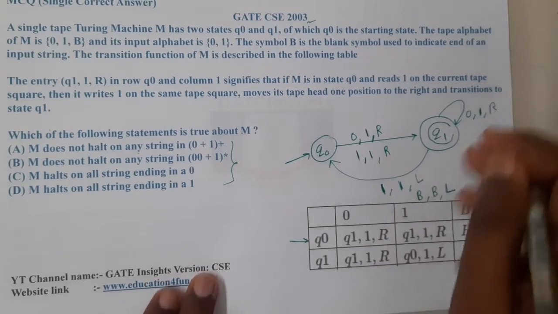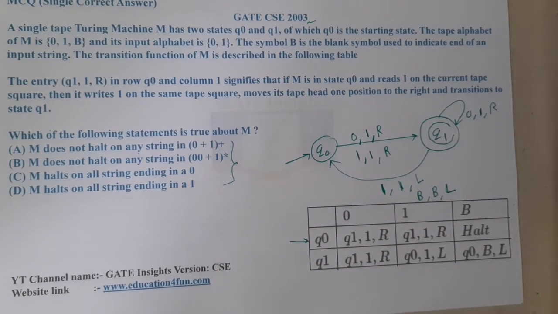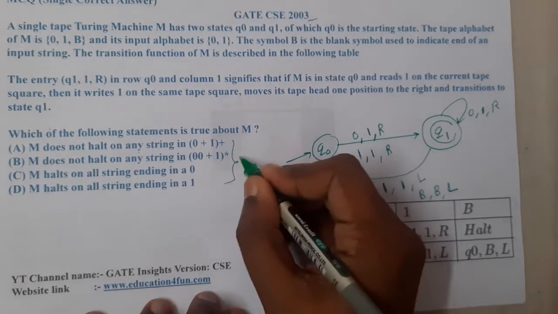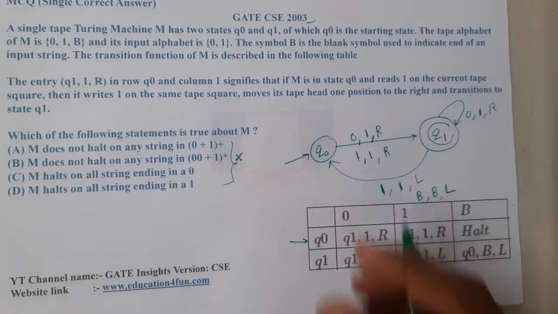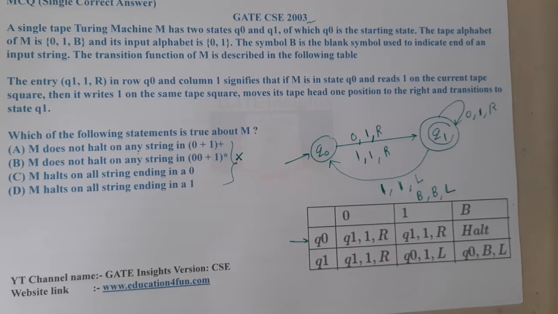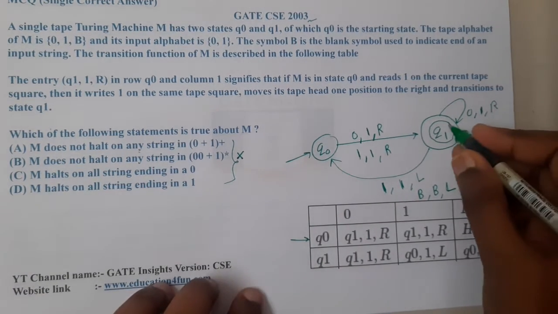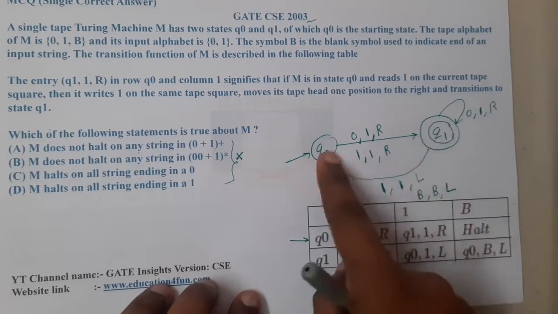Based on this simple understanding, what we can conclude is that we are not going to accept epsilon. For sure we are not accepting epsilon, so option B will be wrong, because in option B the smallest string is epsilon. And option A says either 0 or 1. So if I get 0 or 1, I will go here.